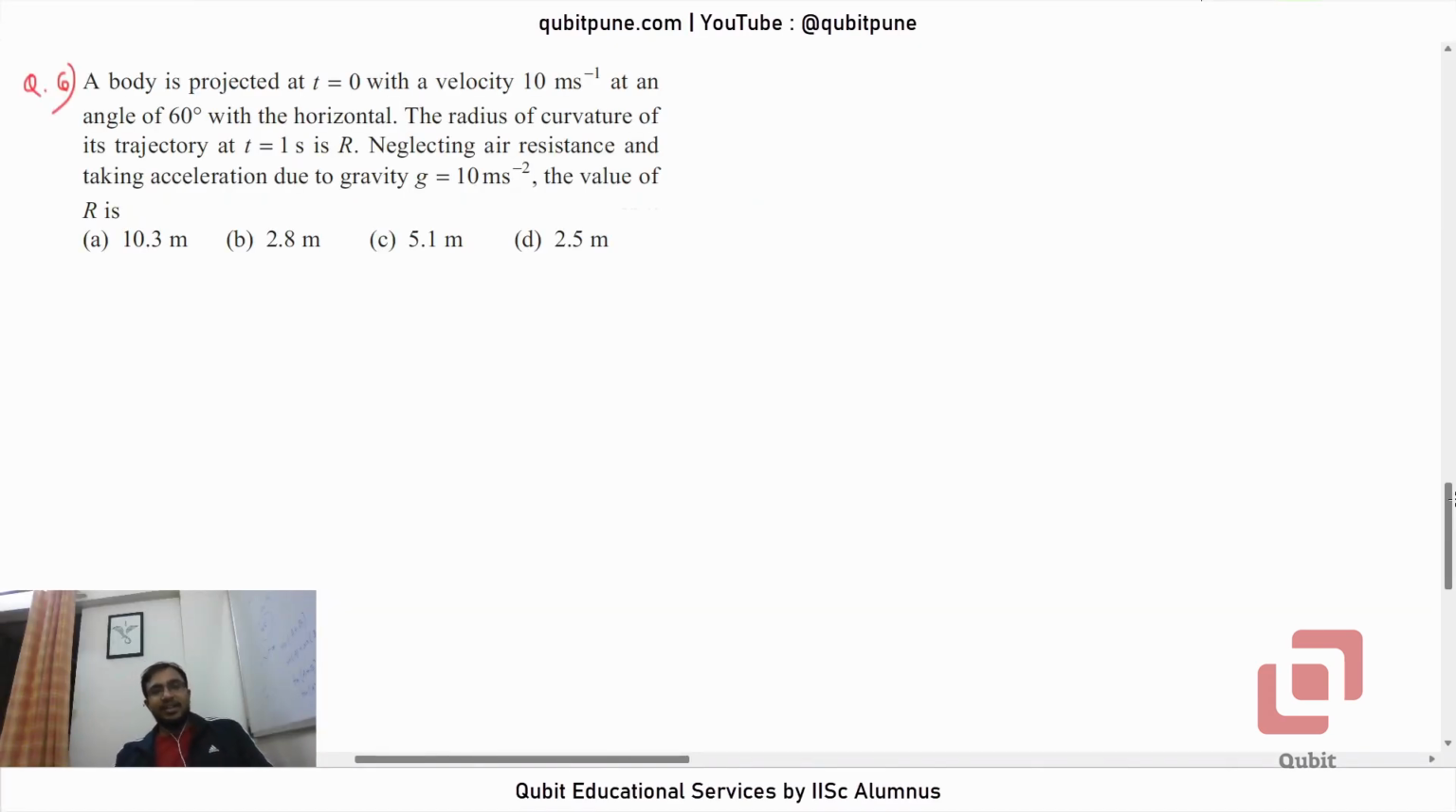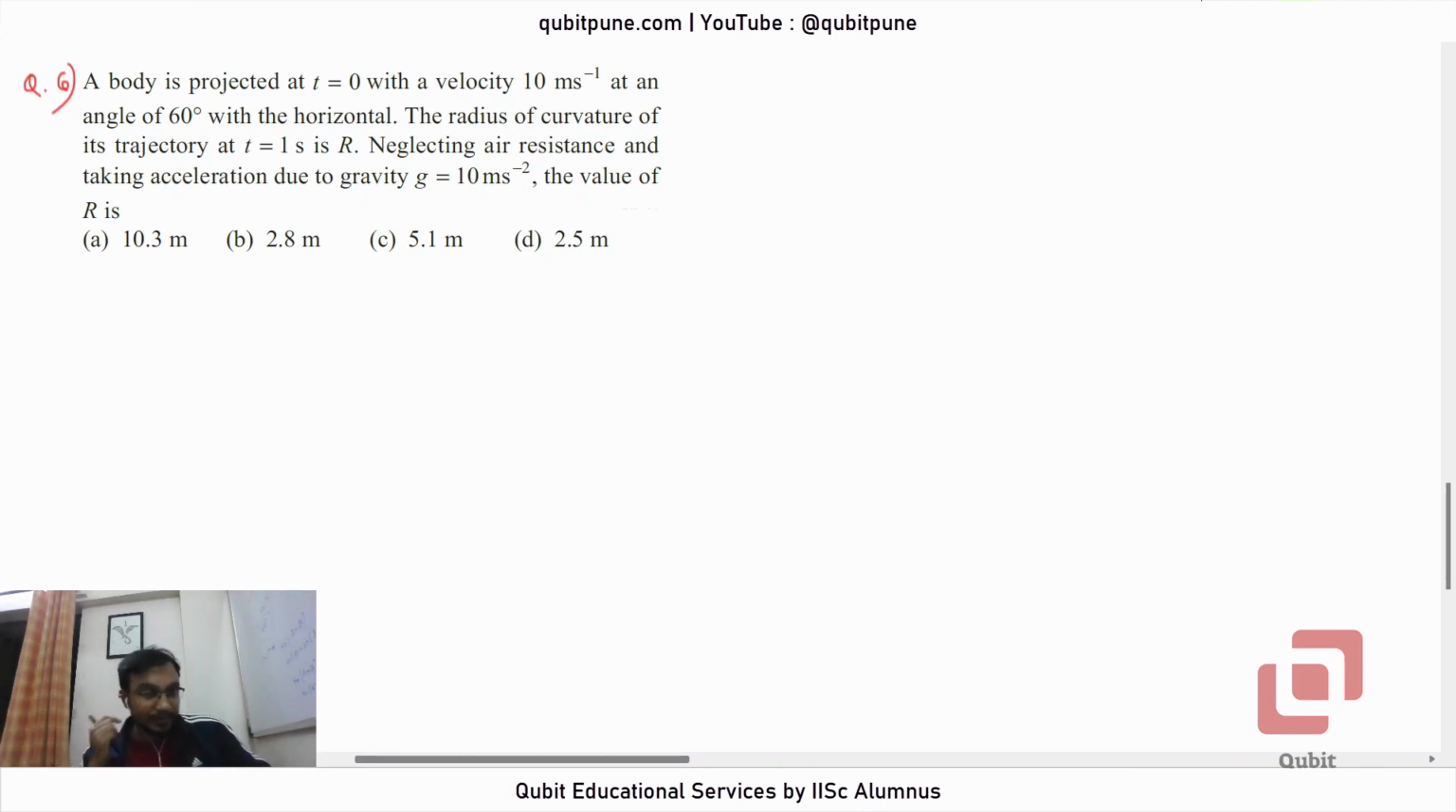A body is projected at t equal to 0 with a velocity 10 meters per second at an angle of 60 degrees with the horizontal. The radius of curvature of its trajectory at t equal to 1 second is capital R. Neglecting air resistance and taking acceleration due to gravity as 10 meters per second squared, the value of R is 10.3 meters, 2.8 meters, 5.1 meters and 2.5 meters.